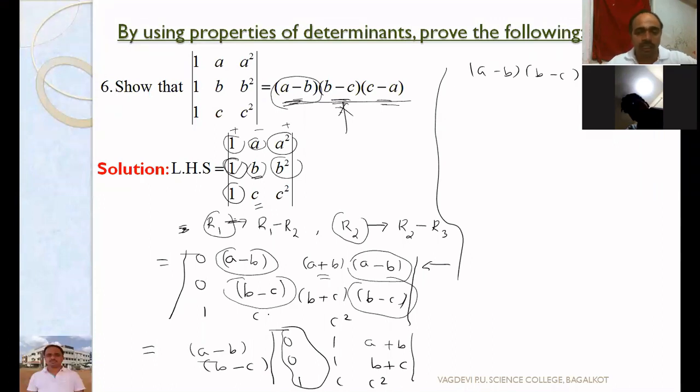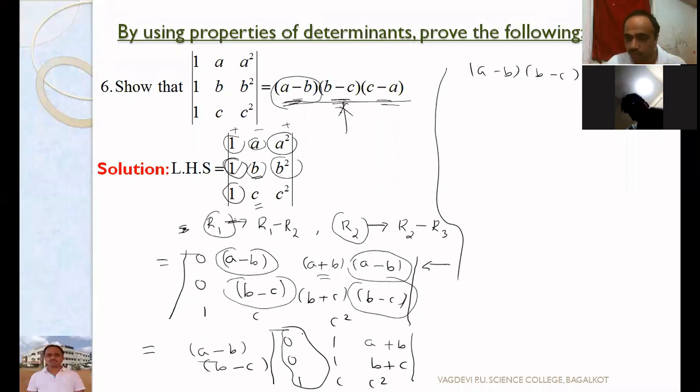You can expand by taking the first row also, but I'm not suggesting that. Why? Can you tell me why we should not expand by taking first row? What are the elements in the first row? 0, 1, A plus B. A plus B means it's a big term. But here 0, 0, 1, very easy. There are two zeros and last number is 1. In the first row only one zero is there. Next A plus B is there. You have to multiply and all those things.